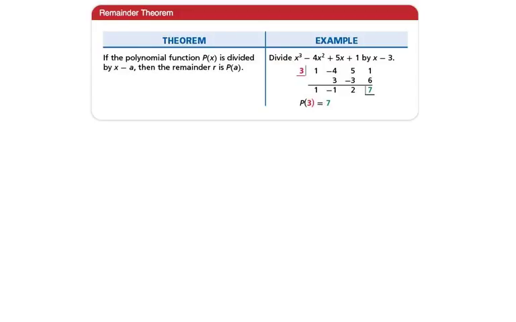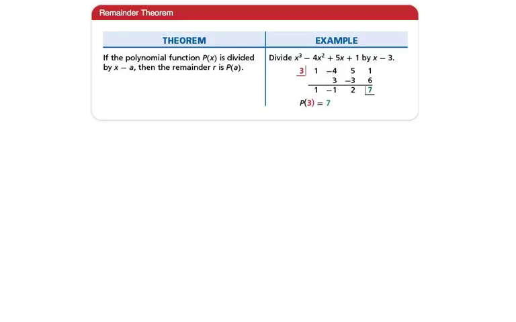You remember theorems from last year in geometry. There is a remainder theorem in algebra. If a polynomial function is divided by x minus a, then the remainder r is p of a. So what does that really mean? Okay, so let's look at this example here.